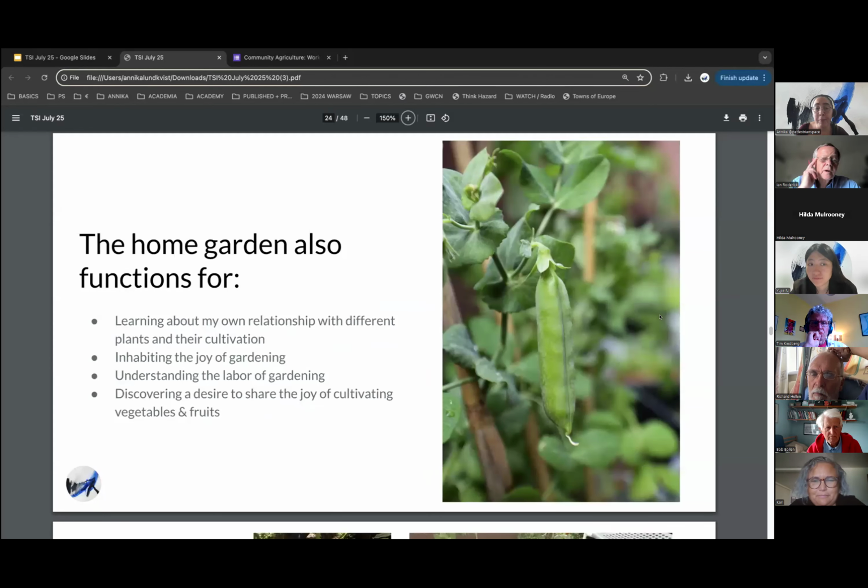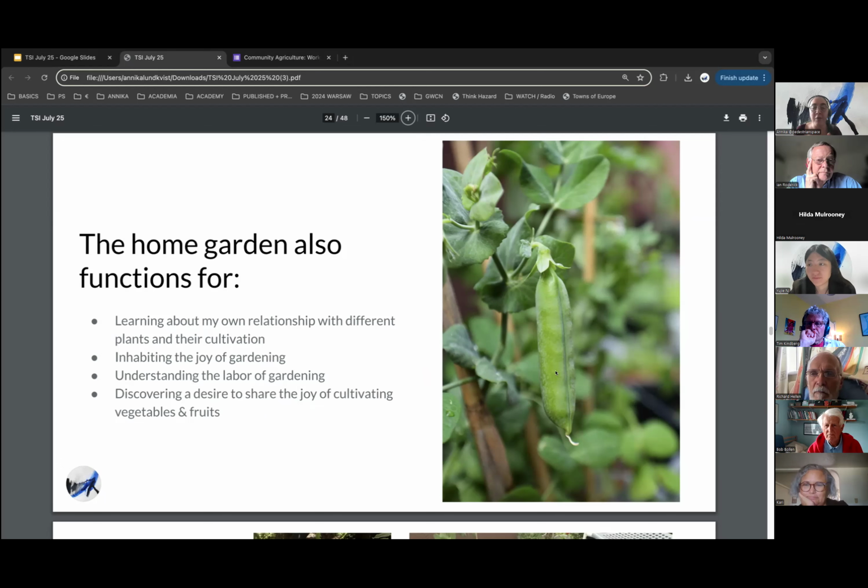The home garden for me also functions with learning about my own relationship with different plants. I grew peas for the first time this year. This was one of them. And for me, learning, and for those of you who are gardeners, I think you'll relate to this, learning that you do have different relationships with different plants and different plants awaken different things in you.